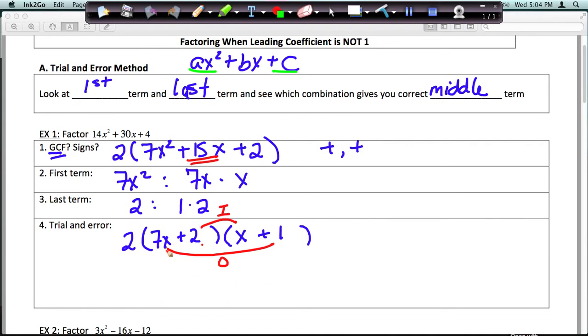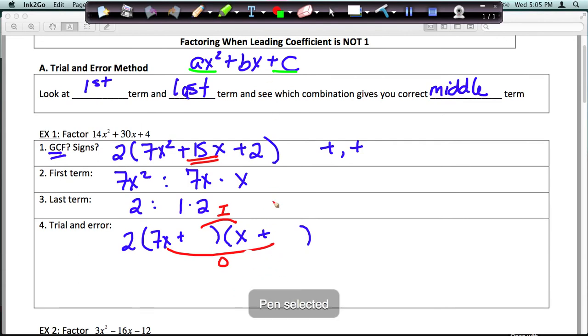So if I multiply my outside terms, I have 7x times 1, which is 7x, and my inside terms, 2 times x is 2x. When I add these, I get 9x, which is not what I needed. That tells me I factored this incorrectly. So what we're going to do is switch the 1 and the 2 and see if I can get this to work. If it does, then we know we factored it correctly. Otherwise, it might not be factorable. So let's go ahead and do this.